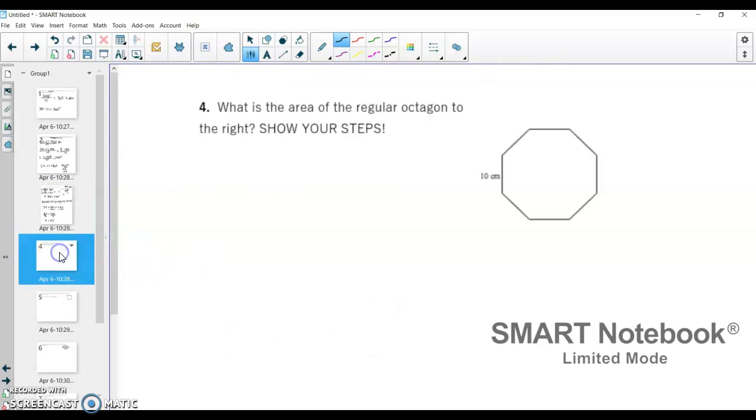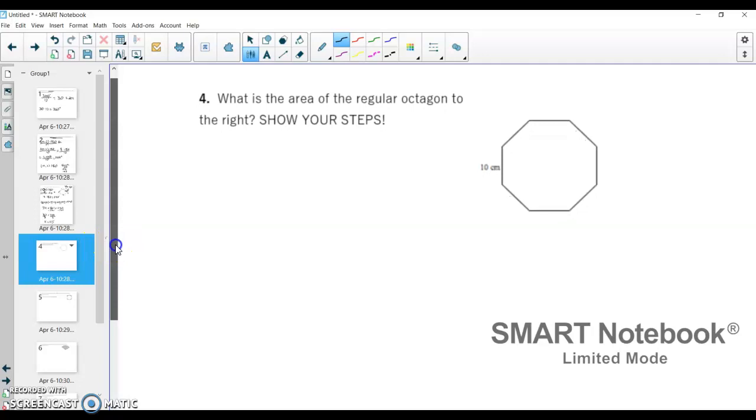All right, going on to number 4. We are finding the area of a regular octagon, and we know that this outside is 10 centimeters. Every side is 10 centimeters. It's a regular octagon, and this is just one where we follow our steps. The first thing I always said to do was turn this into a triangle.